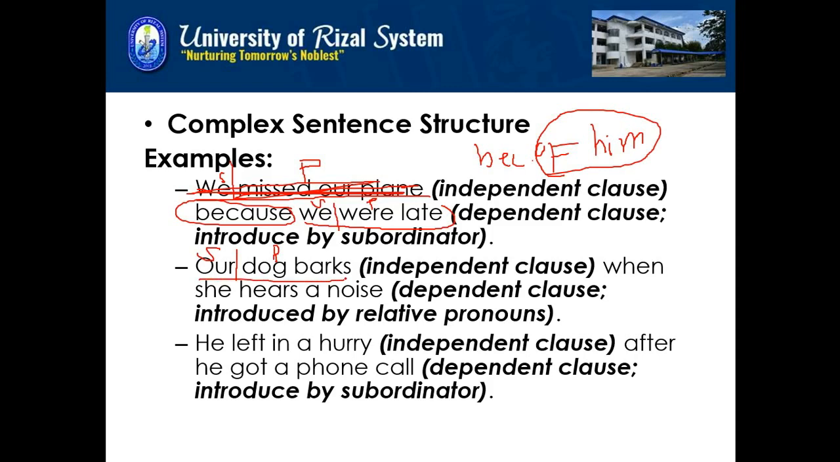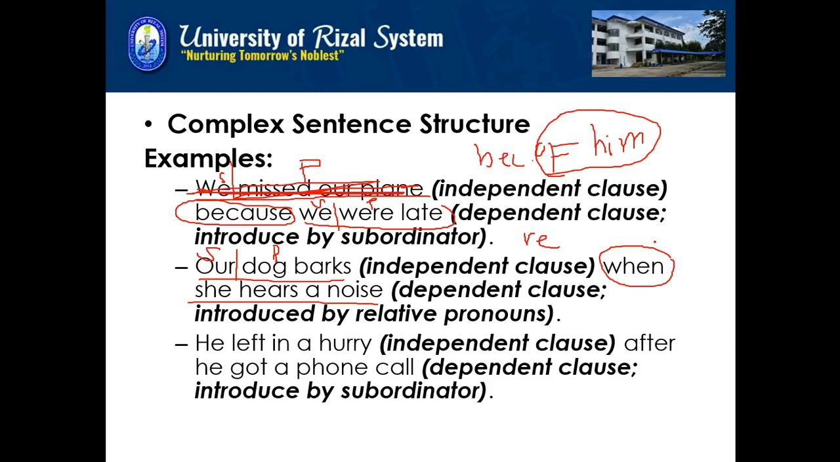Okay, our dog barks. She hears a noise. Now, we have here, it's not actually a subordinator. What we call that is a relative pronoun. Relative pronoun. Okay, so which ones are they? When, who, which, that, where. They are relative pronouns. Although they are relative pronouns, their function is that of a subordinator. They may not be similar in form, but they are similar in function. Okay? So, "when" functions as a subordinator in this sentence.